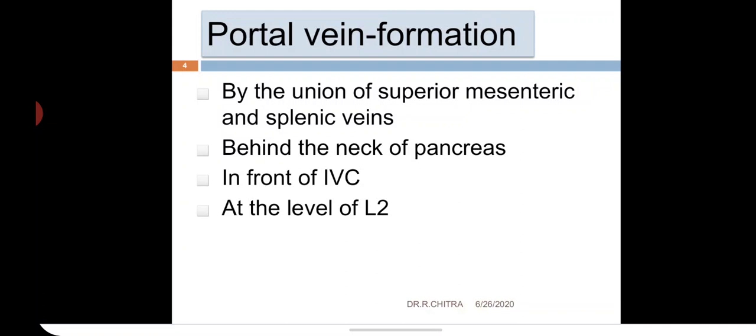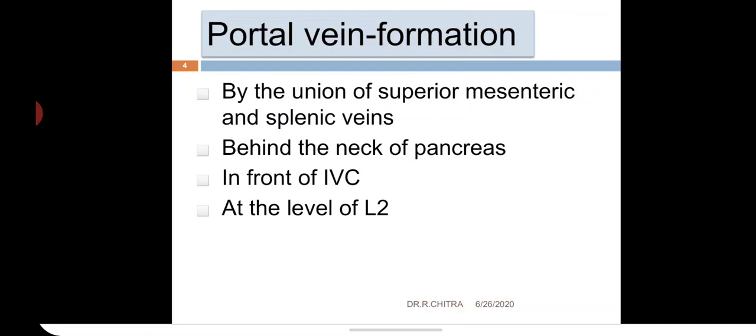One thing I want to tell about the formation of the portal vein: in the exam, sometimes formation of the portal vein will be asked, or the development of the portal vein. So students sometimes confuse this. For formation of the portal vein, you should write only the adult anatomy. Only when it is asked as development of the portal vein should you write the embryology.